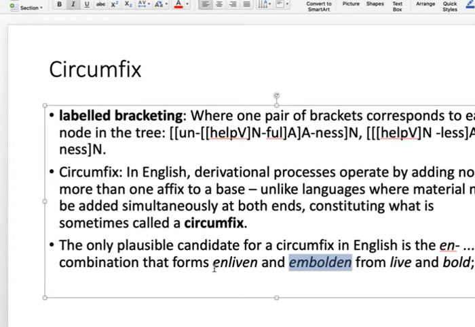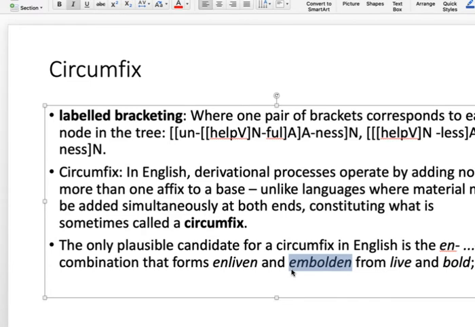Enliven, oh yes, the painting of Picasso enlivened this picture through history, for example. Or embolden is rather easy. This very situation emboldened him. Bold is just an adjective. Embolden means to become bold, right? Live is just simply live. Enliven means to cause, to make something live.